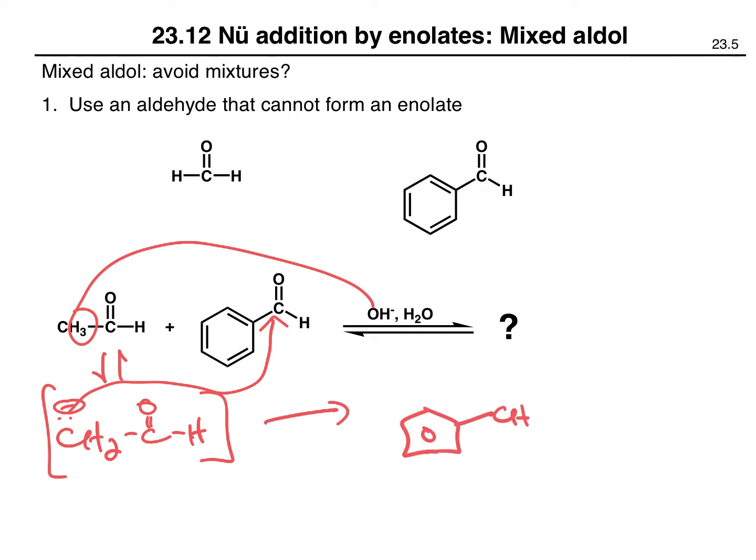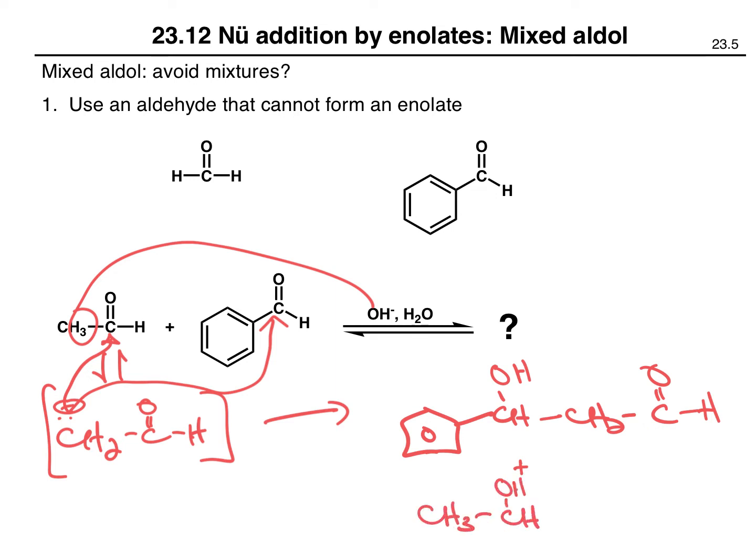and I'm skipping a step. This will lead to this, but there will still be acetaldehyde present, so this enolate can also add to acetaldehyde itself, which means you will end up with a mixture of 2 products. 2 is better than 4, but still, this is not ideal.